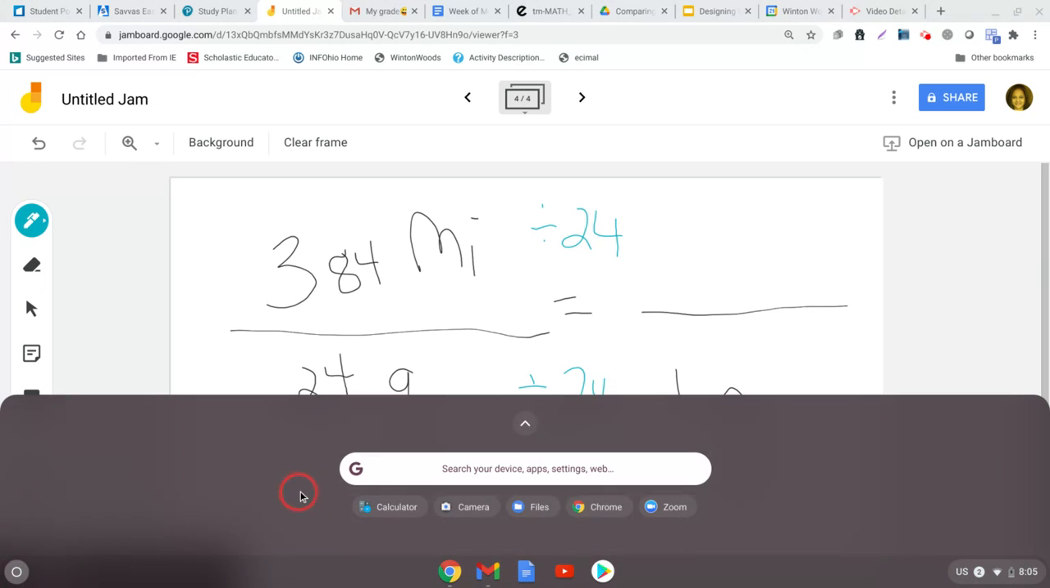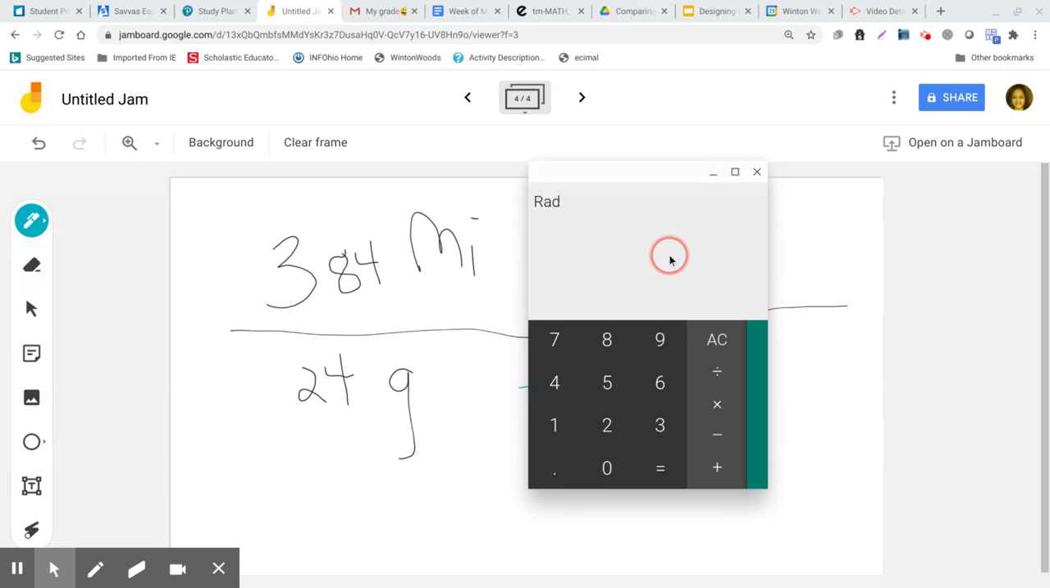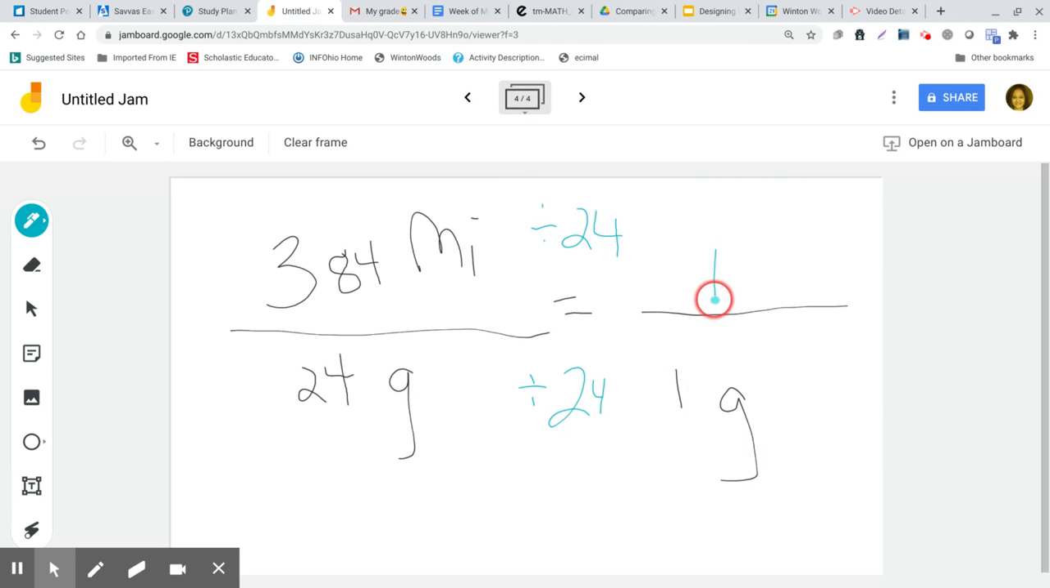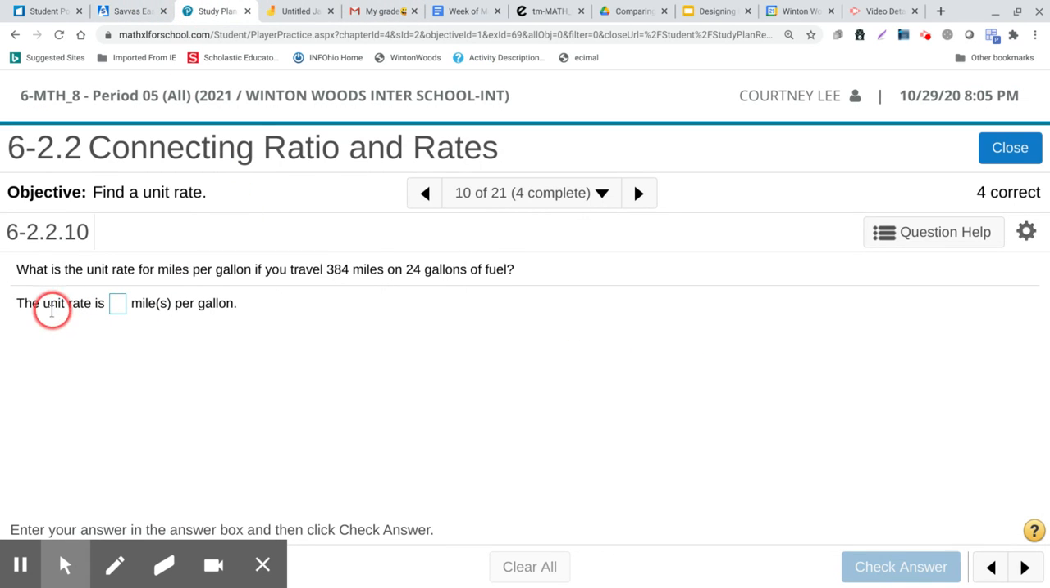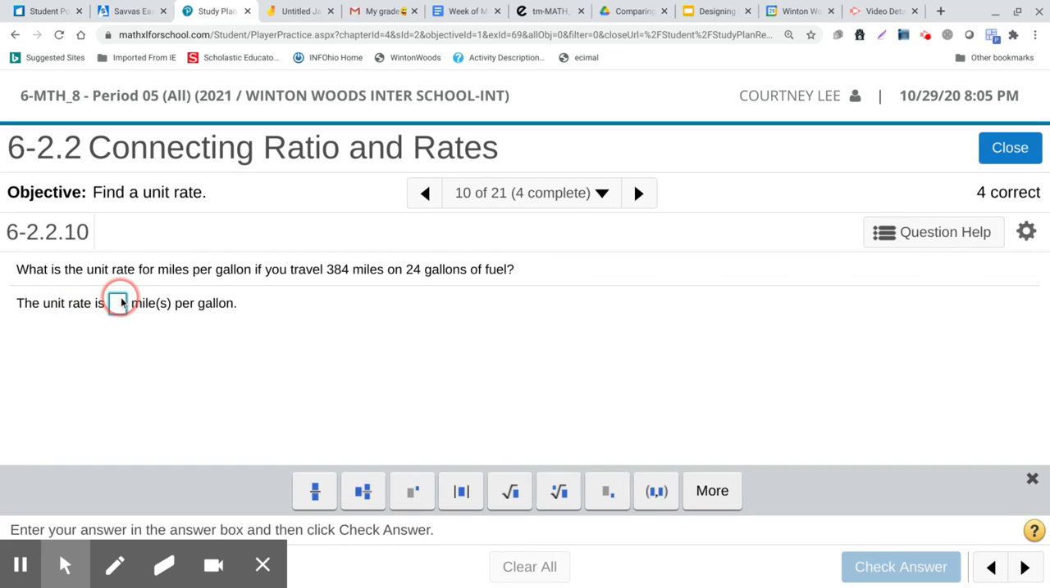So let me grab my calculator real quick. 384 divided by 24 equals 16. So 16 miles per 1 gallon is the unit rate. It is equivalent to 384 miles with 24 gallons. So 16 miles should be the answer. Let me see. The unit rate is 16 miles per gallon.